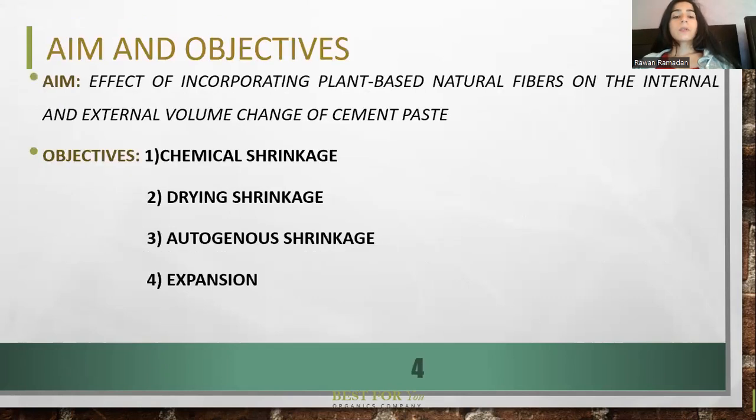So our aim is to clarify the incorporation of plant-based natural fiber on the internal and external volume change of cement paste. The objectives are chemical shrinkage, drying shrinkage, autogenous shrinkage, and finally expansion.